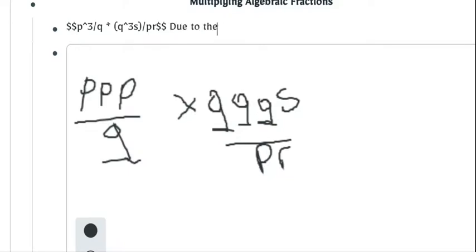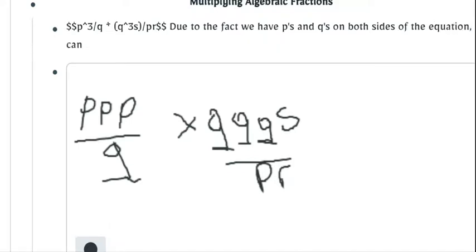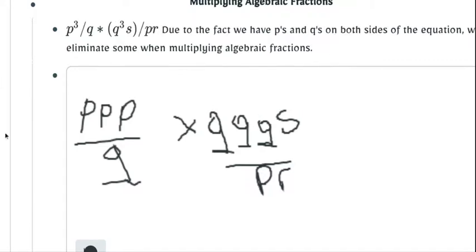Due to the fact we have P's and Q's on both sides of the equation, we can eliminate some when multiplying algebraic fractions. Excellent. Right, let's look at this now.